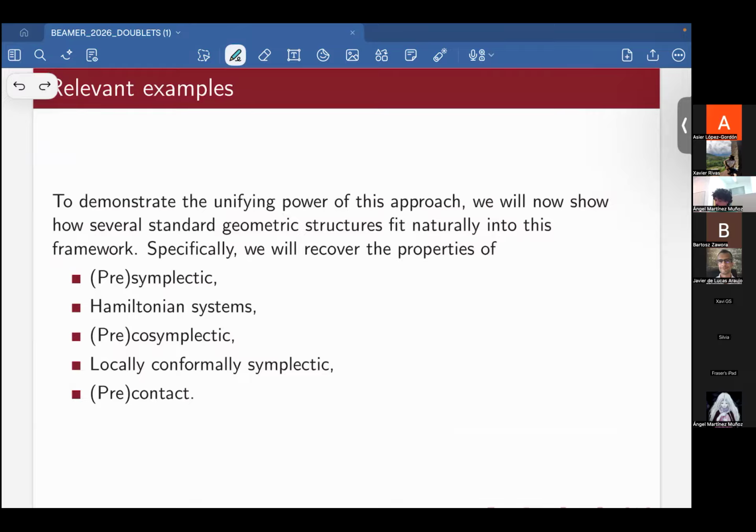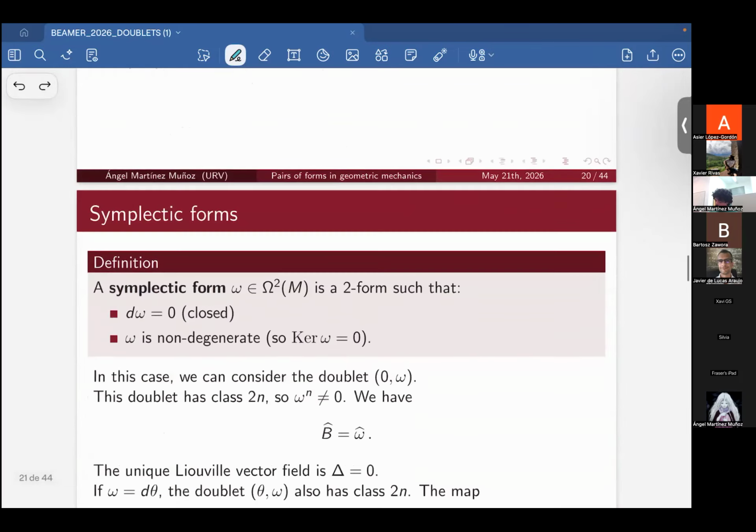So I will be talking about symplectic and presymplectic systems, Hamiltonian systems, presymplectic systems, locally conformally symplectic manifolds, and also precontact forms, right? So, okay, let me start.